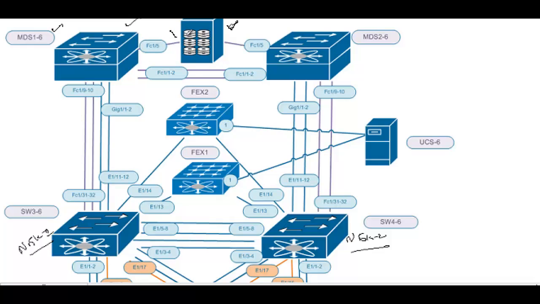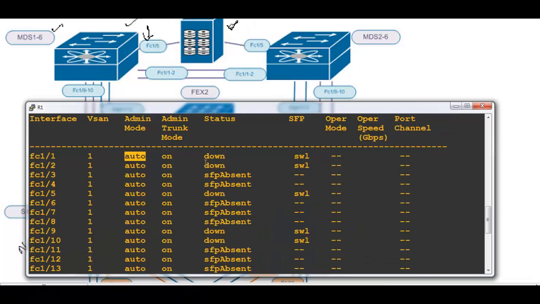So we got a JBOD, but we don't know what sort of JBOD it is, whether it has a controller over it or it doesn't have a controller. We will know only when we say no shutdown. Now I'm going to say no shutdown on this interface fc 1/5.